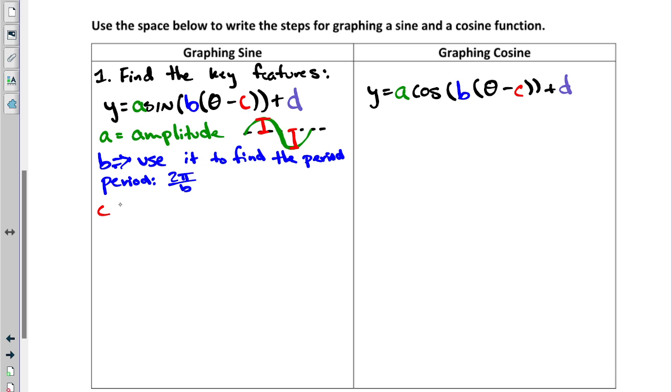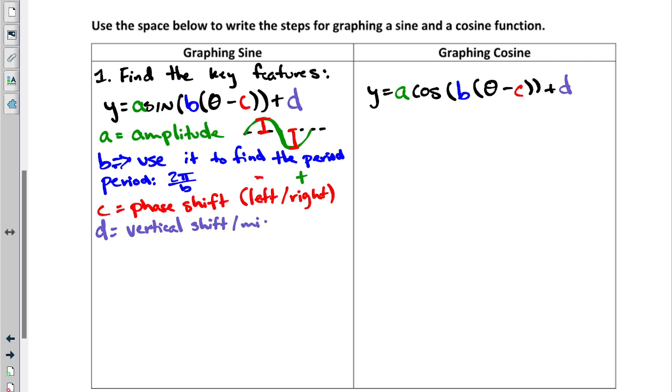c is your phase shift, as we call it, which is just a horizontal transformation. That means left slash right. However, in the equation, it's inside the parentheses. That means left is actually when you subtract, right is when you add. It's opposite what we might think. And then d is your vertical shift, which is also where your midline is at. And that is up and down. And this one follows the rules. Up is plus, down is minus.